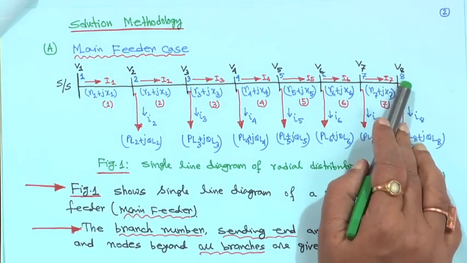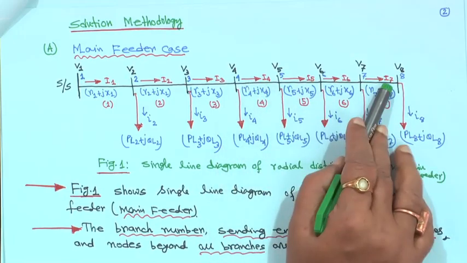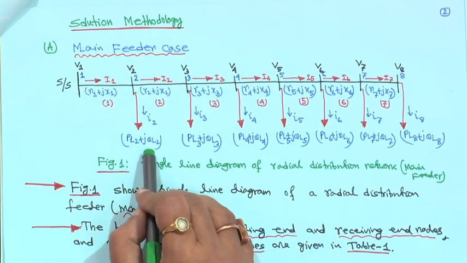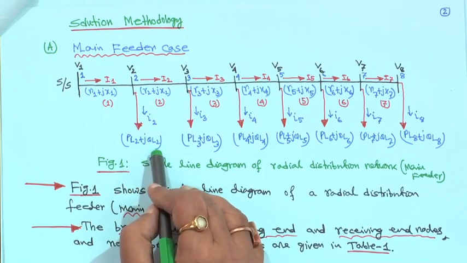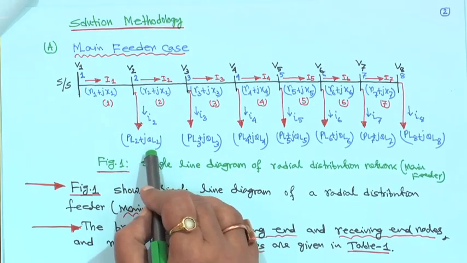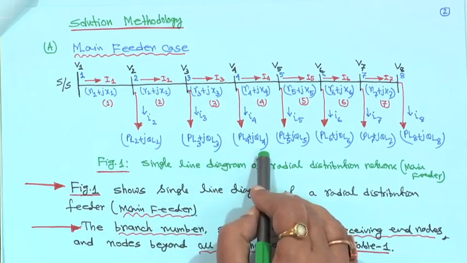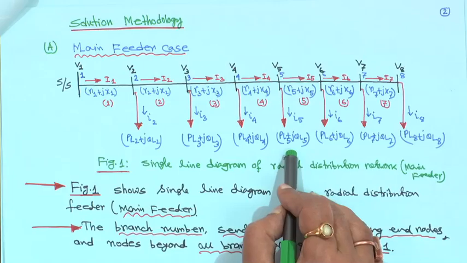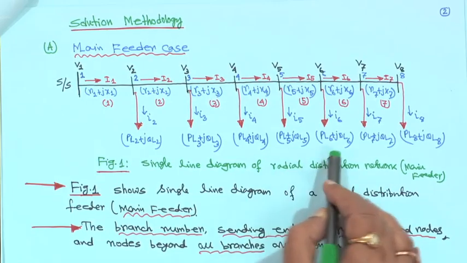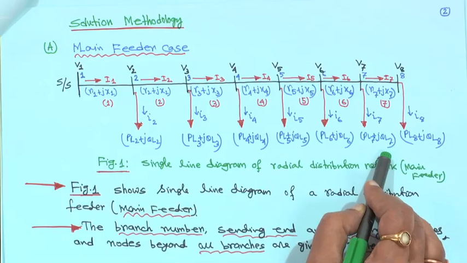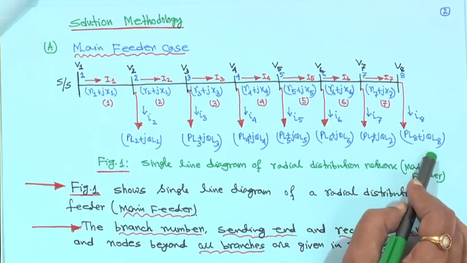The blue one is that node number. Now, this is also a lagging load. So, for node 2 it is PL2 plus jQL2, this is known, this will be given data. This will be PL3 plus jQL3, this will be PL4 plus jQL4, this is for node 5 PL5 plus jQL5, this will be PL6 plus jQL6, this is PL7 plus jQL7, and this one PL8 plus jQL8, right.